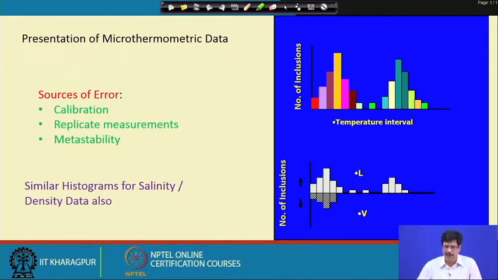the microthermometric data. The standard practice of presenting microthermometric data is by the method of a histogram, and on a histogram we choose a class interval and then calculate the frequency, here the number of inclusions. Suppose this kind of histogram is prepared for all the data that we generate: salinity, temperature of homogenization, and also the density that we calculate for the inclusions.